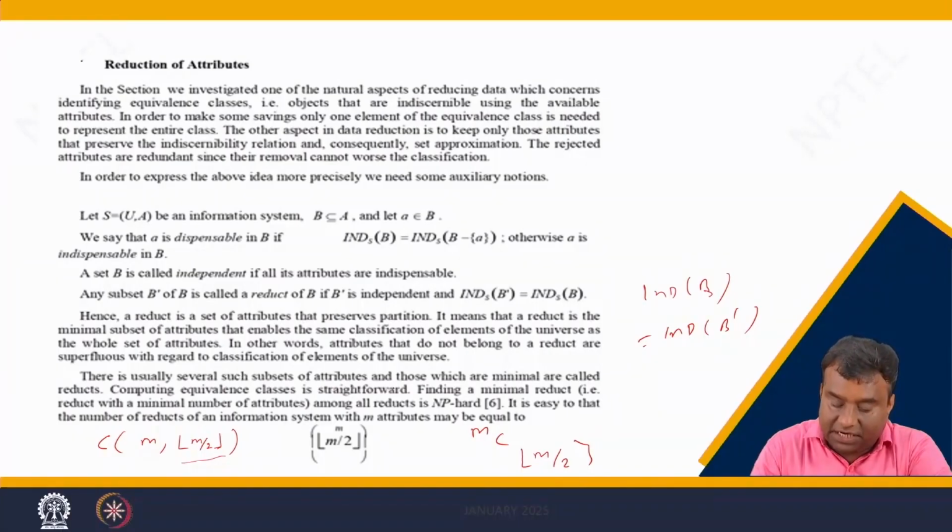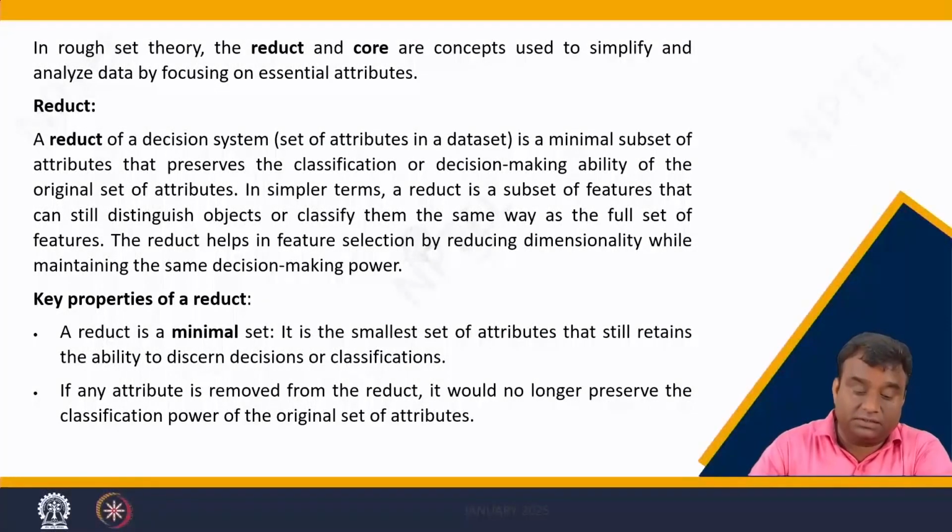Computing equivalence classes is straightforward. Finding a minimal reduct, that is a reduct with a minimum number of attributes among all reducts, is an NP-hard problem, that is a non-polynomial hard problem. It is easy to see that the number of reducts of an information system with m attributes may be equal to the combination of m and floor of m by 2. Now try to understand these concepts.